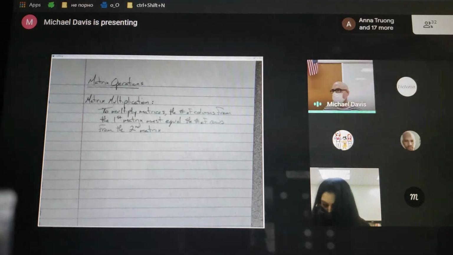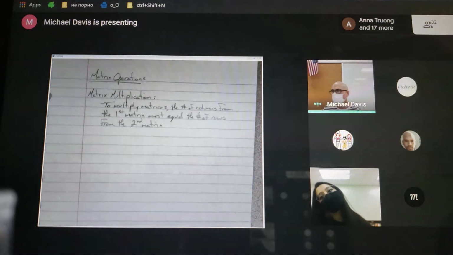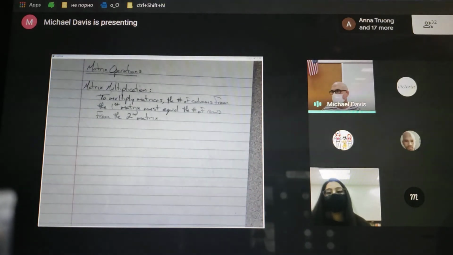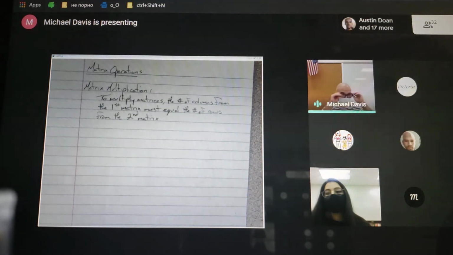So we have to pay attention to the dimensions, and we talked about writing those dimensions out and being able to take a look at the inner numbers to see if it's possible. The outer numbers tell you what the dimensions of your answer should be. But we only looked at 2 by 2s, so everything matched up very, very nicely.